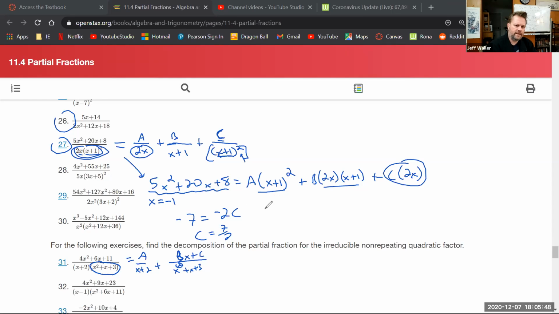What can I make x next? I don't know why I put that over there. That's kind of dumb. 0. Yeah, if x is 0, then I get 8 equals a. Oh, wow. That works great, because the other two die. Why do the other two die? Because they both have an x term, so they're going to die. Now, the only thing I don't know is b.